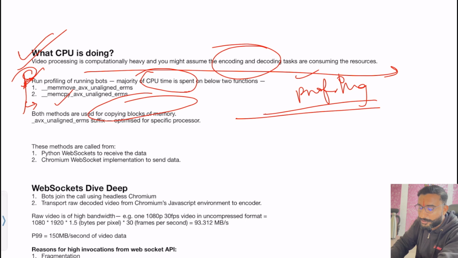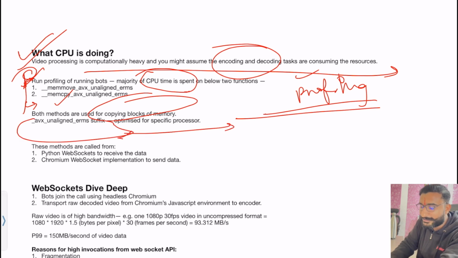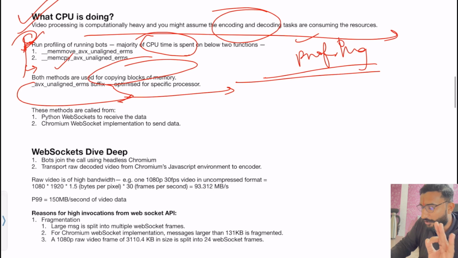copying blocks of memory. These are the C functions used for copying blocks of memory. And this suffix, AVX, unaligned, ERMS, is specific to a particular processor. These are the library methods from C which in short are responsible for copying blocks of memory.